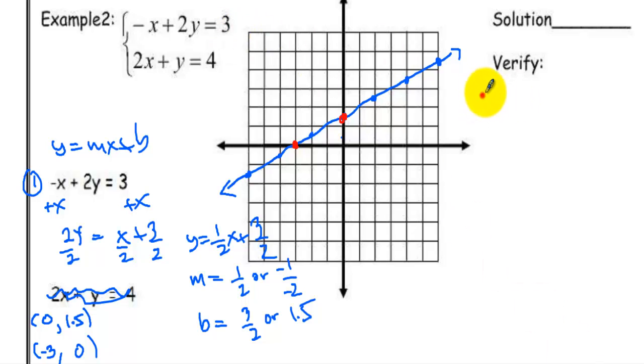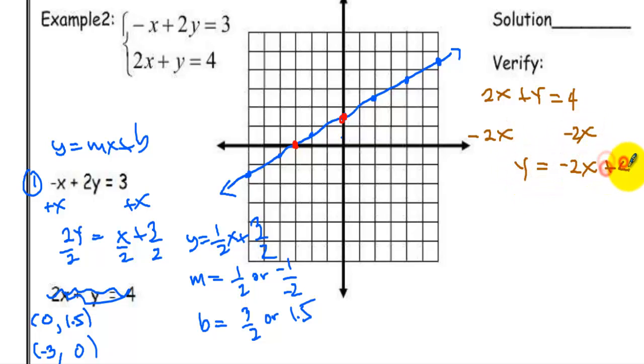For the second equation, we have 2x plus y equals 4. So first, let's subtract 2x from both sides. We'll get y equals -2x plus 4. So here our m is equal to -2 over 1, or we can use 2 over -1. b is equal to 4. Starting at 0, 4.